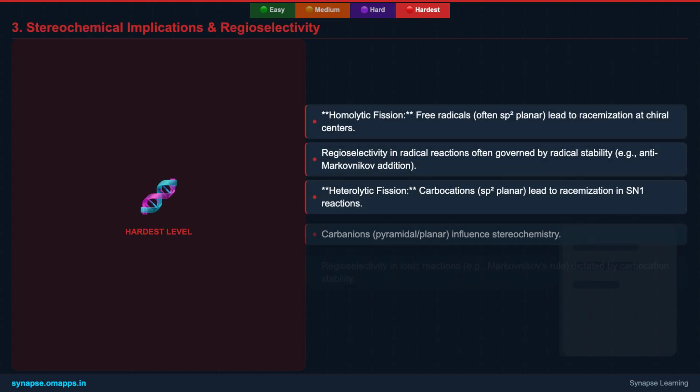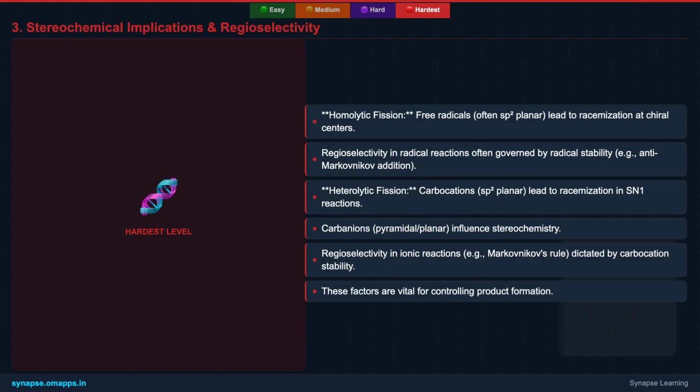Stereochemical and regiochemical outcomes are profoundly influenced by the type of bond fission. Homolytic fission often leads to planar or rapidly inverting free radical intermediates. If these intermediates are chiral, reactions can result in racemization due to attack from either face. Regioselectivity in radical reactions is dictated by the stability of the radical intermediate, often leading to anti-Markovnikov addition in specific cases.